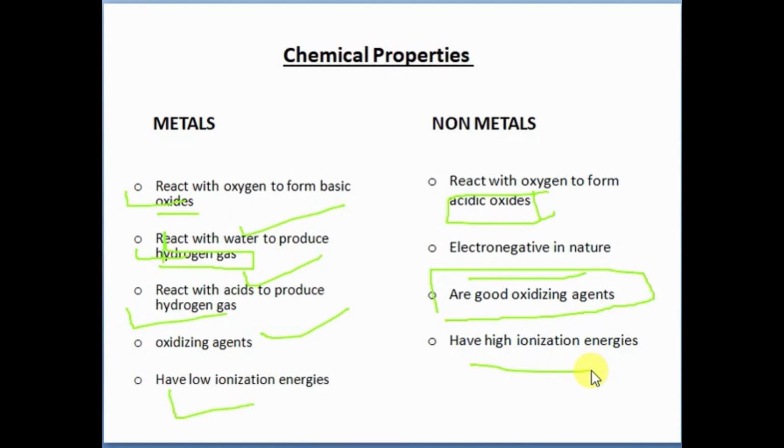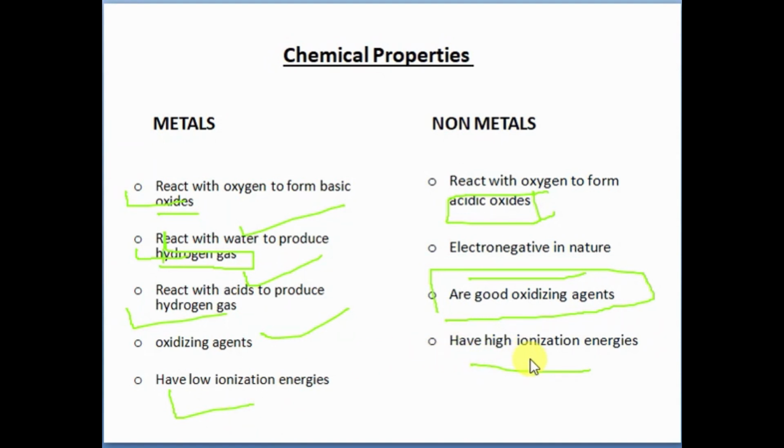Now what is ionization energy? The minimum energy required to remove the most loosely bound electron of an isolated atom or molecule is called ionization energy. We already studied this in the earlier chapter, atoms and molecules. The energy required to remove an electron from your last shell is called ionization energy. So metals have low ionization energies, and non-metals have high ionization energies.